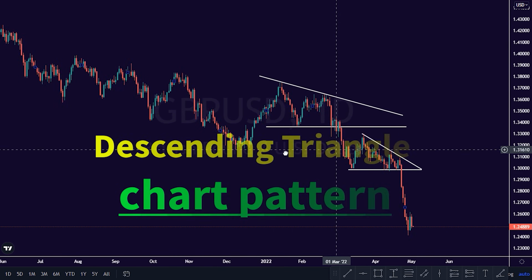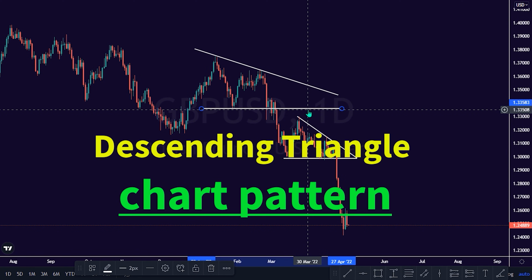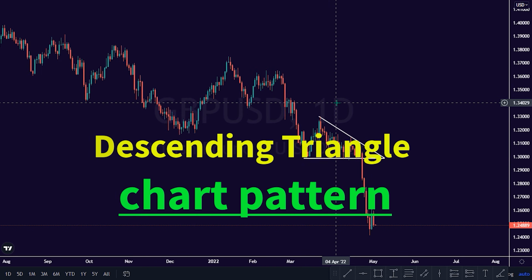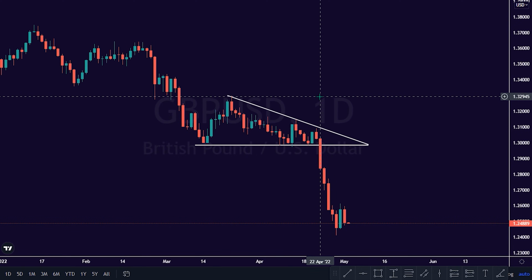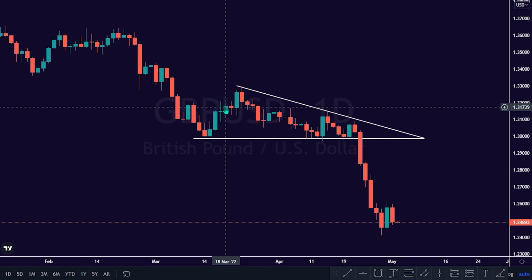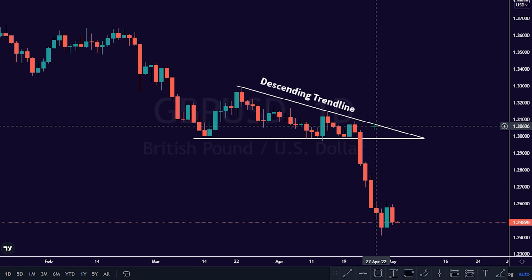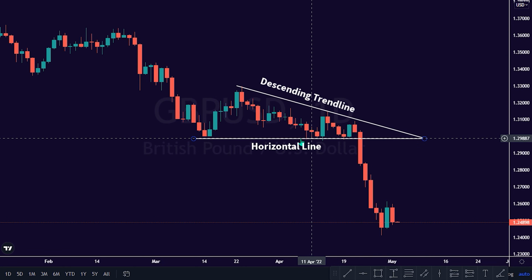The next long-term chart pattern on our list is the descending triangle chart pattern. The descending triangle is a chart pattern in technical analysis that is created by price movement that allows a descending trend line to be drawn along the swing highs and a horizontal line to be drawn along the swing lows of price on the trading chart.